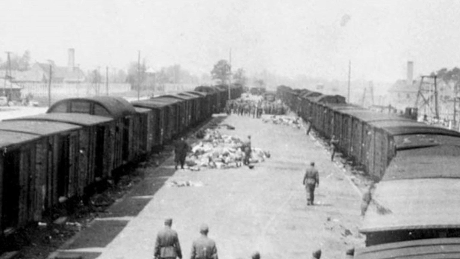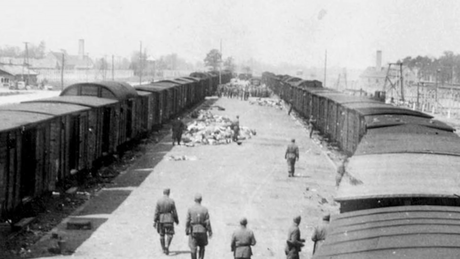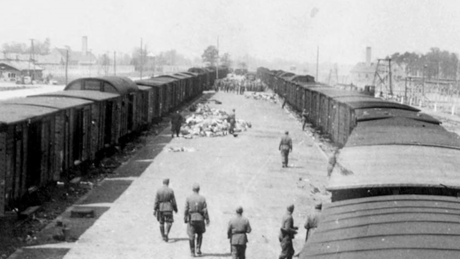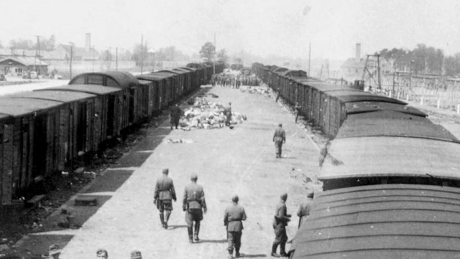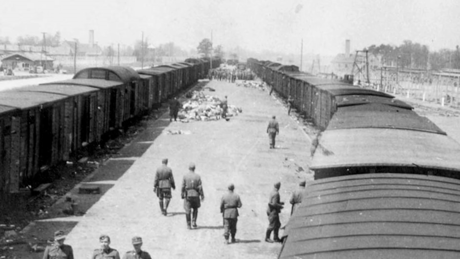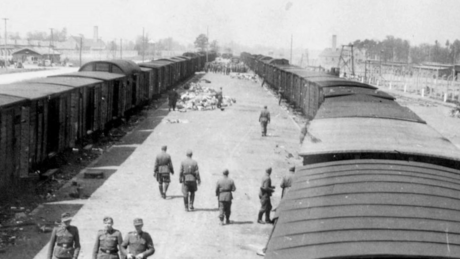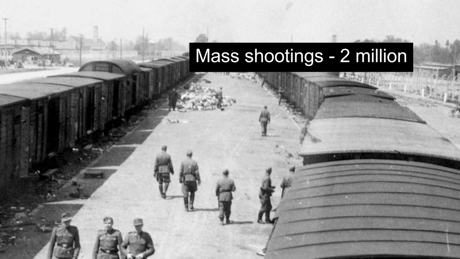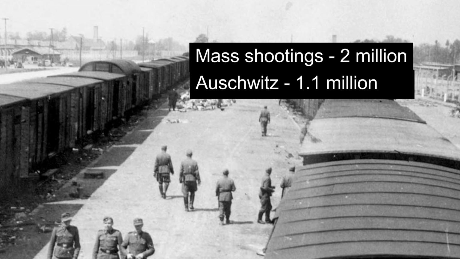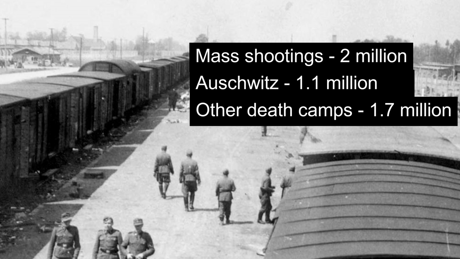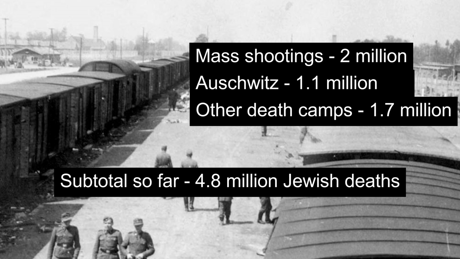What's particularly extraordinary about Nadjari's writings is that he actually estimates the Auschwitz death toll, giving a figure of 1.4 million. This is remarkably close to the calculations given by historians today, and shows that the amounts of trains and Jews arriving at Birkenau were clearly topics of discussion among Sonderkommando prisoners. So, after adding together the 2 million killed in mass shootings, the 1.1 million killed at Auschwitz, and the 1.7 million killed in the other death camps, we reach a subtotal so far of around 4.8 million Jewish deaths.